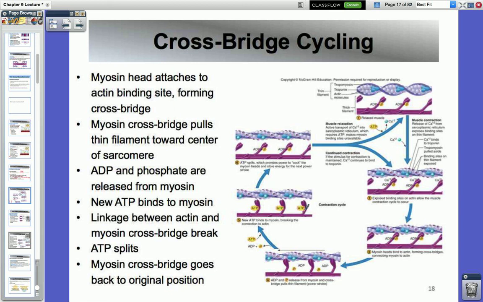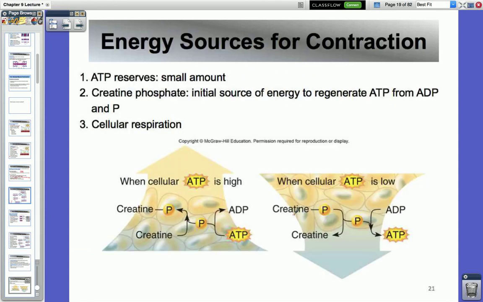The muscle cells have tons of things in them so that we can produce a lot of ATP. So we have to have several sources of energy, several sources of ATP for this to happen. First, we have tons of ATP that's just in small reserves. It's just kind of hanging out in the muscle cell already.